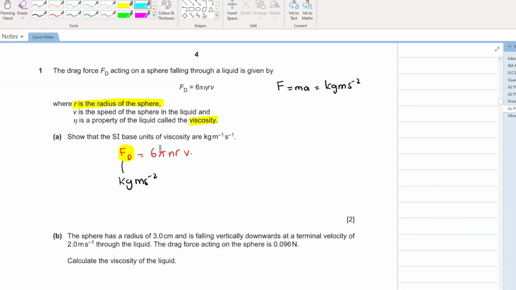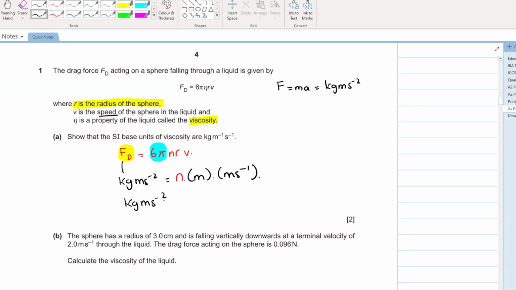Then we are going to ignore this 6π. Why? Because whenever we are doing unit calculations, we ignore constants such as 6π, 64, whatever it is. We want to calculate the units of η, so let's put that in a different color. What will be the units of the radius? Meters. What will be the units of velocity or speed? m s⁻¹.